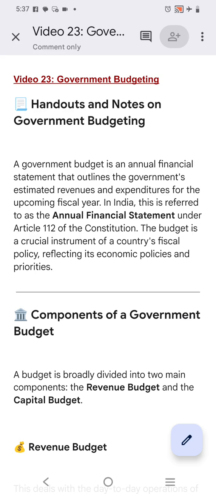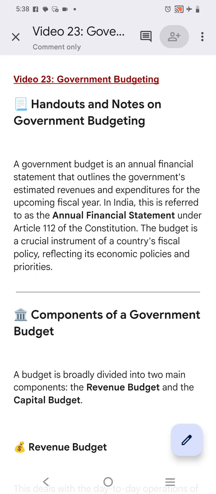A government budget is an annual financial statement that outlines the government's estimated revenues and expenditures for the upcoming fiscal year. In India, this is referred to as the annual financial statement under Article 112 of the Constitution. The budget is a crucial instrument of a country's fiscal policy, reflecting its economic policy and priorities.